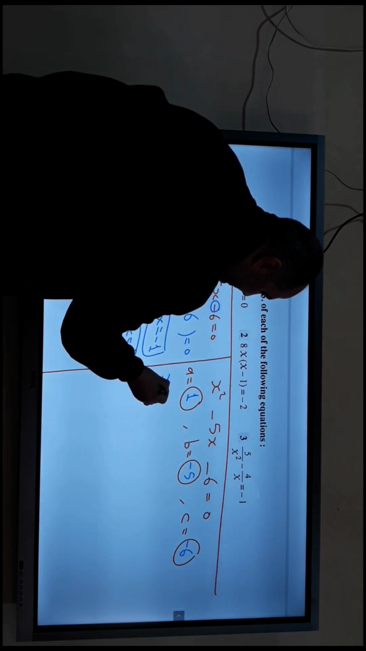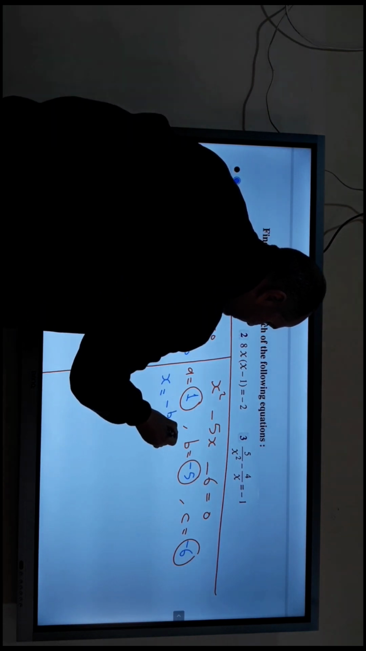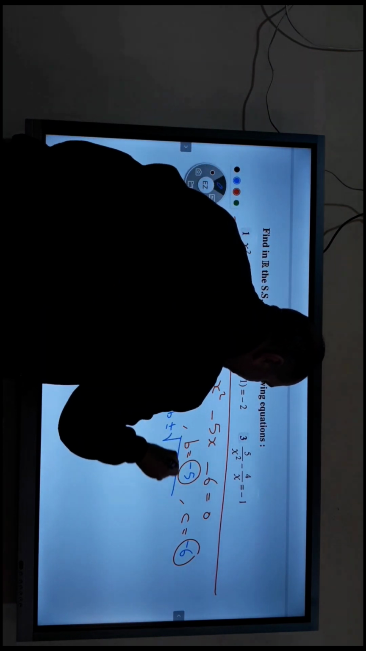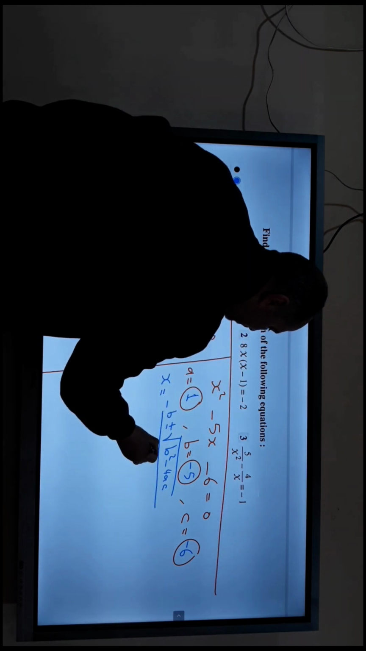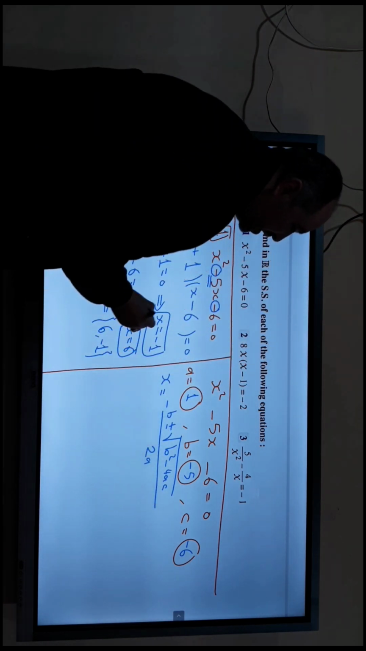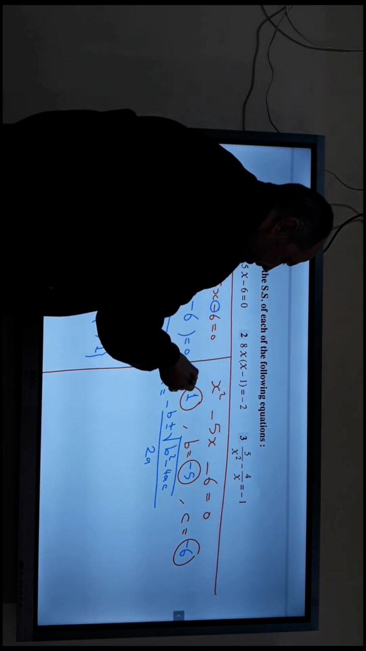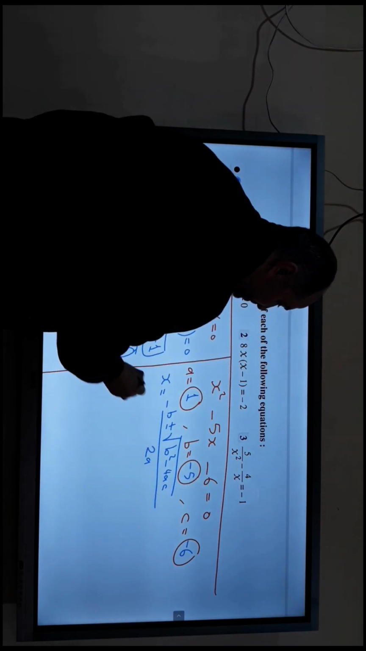General formula: x = (-b ± √(b² - 4ac)) / 2a. Now we substitute using a, b, and c.